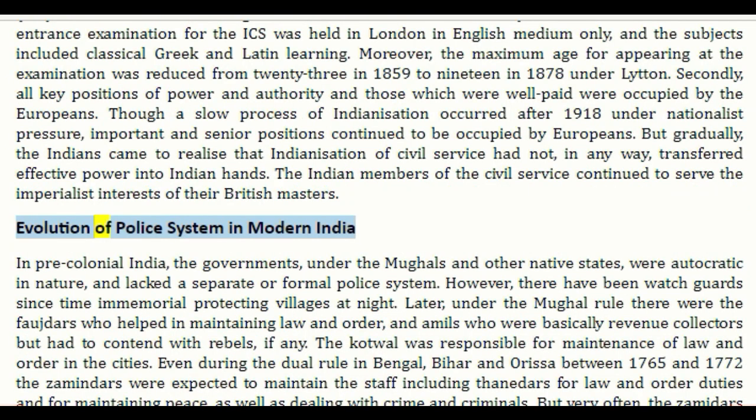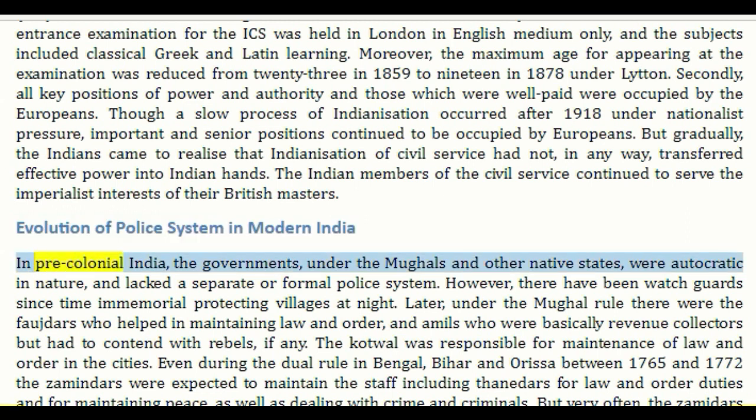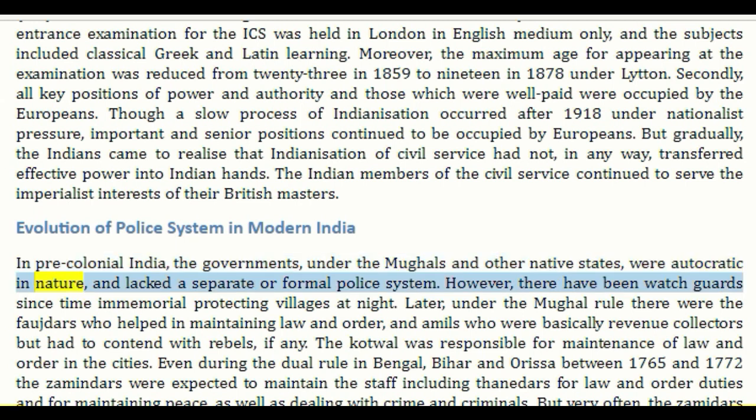Evolution of police system in modern India. In pre-colonial India, the governments, under the Mughals and other native states, were autocratic in nature and lacked a separate or formal police system. However, there have been watch guards since time immemorial protecting villages at night. Later, under the Mughal rule, there were the Faujdars who helped in maintaining law and order, and Amils who were basically revenue collectors but had to contend with rebels, if any. The Kotwal was responsible for maintenance of law and order in the cities.